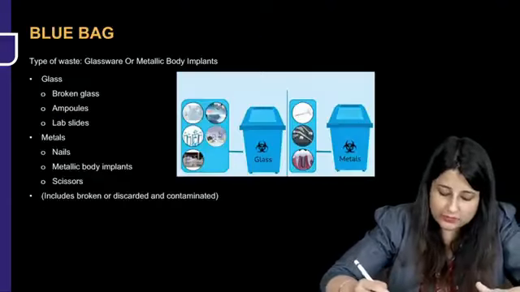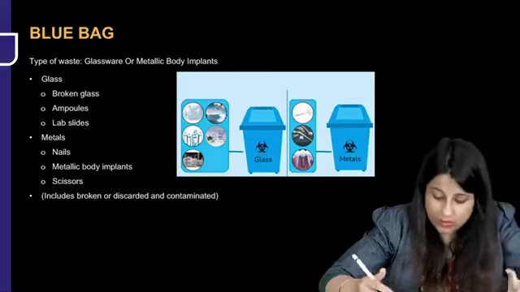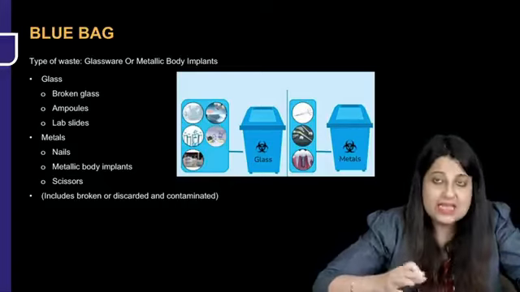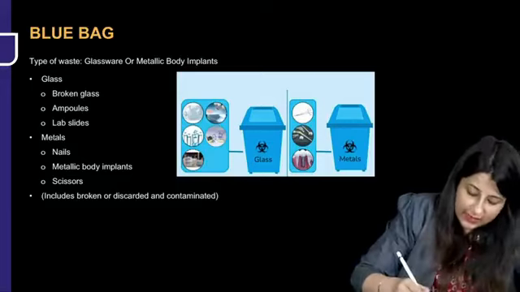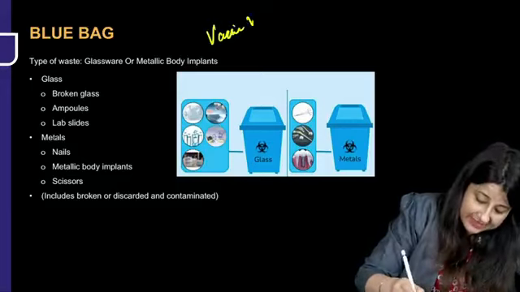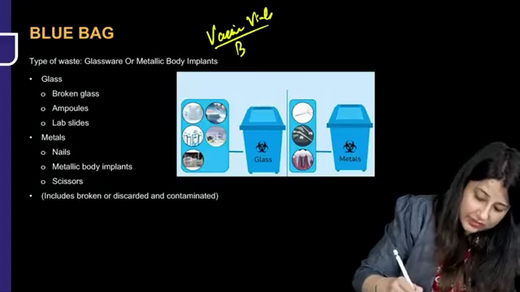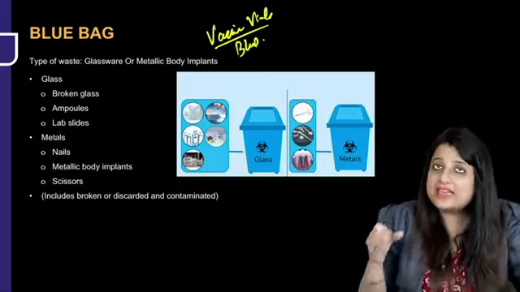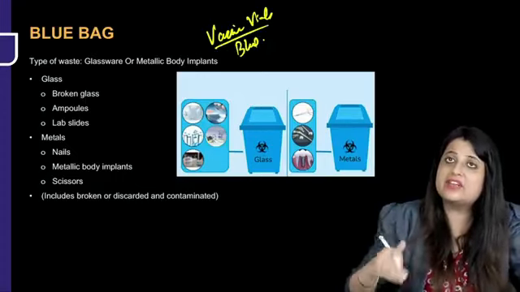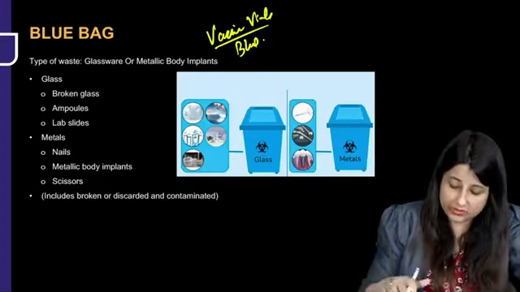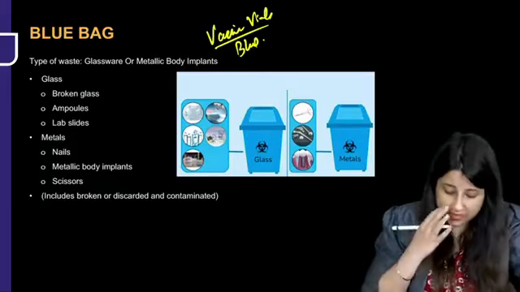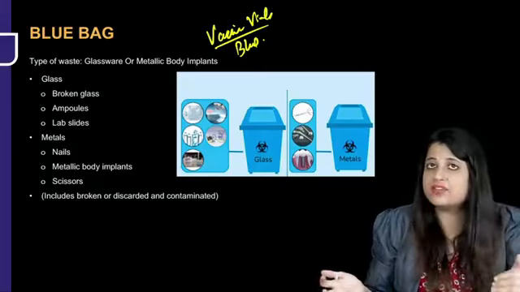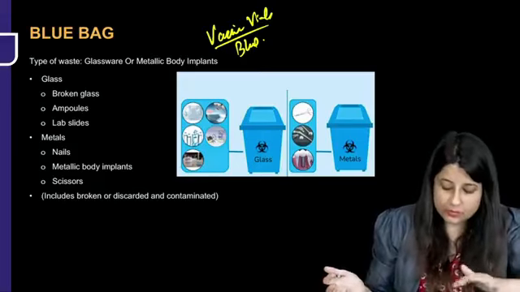Blue, we all know, glasswares or metallic implants. Broken glass, never put in white, okay: broken glass, ampules, lab slides. If they give you vaccine vials, please remember vaccine vials, if nothing is written, will go into blue. But if they write live vaccine vials, if any vaccine vial has vaccine left in it, then it becomes a biotechnology waste, then it will go into yellow, otherwise not. Pacemakers are metallic body implants, artificial pacemakers, they go into the blue color bag.